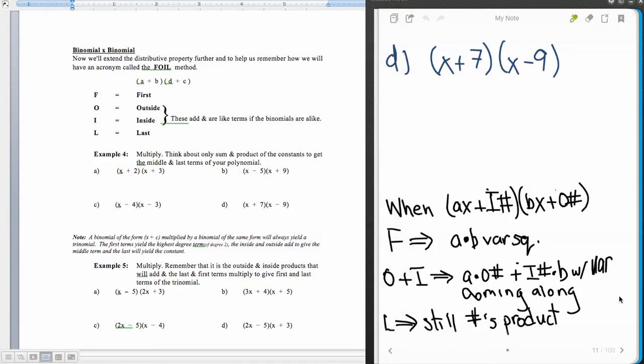All right, why don't you go ahead and give this one a shot on your own. So just pause the video and see if you can do it in the shortcut method. And I'm going to do it in the shortcut method right now.